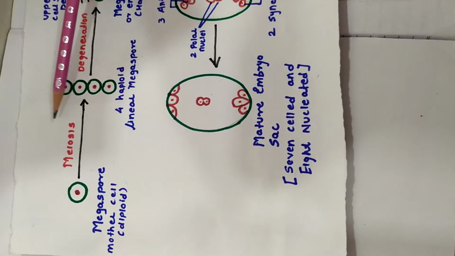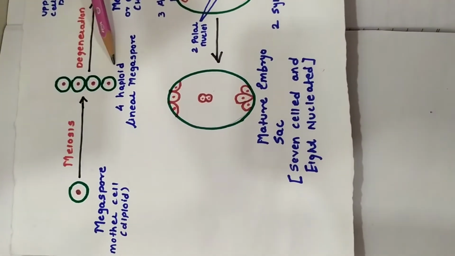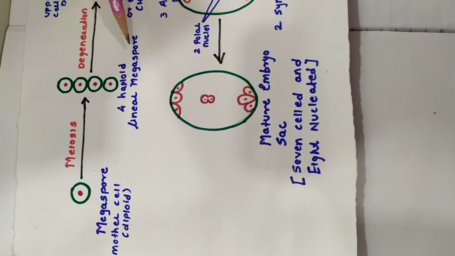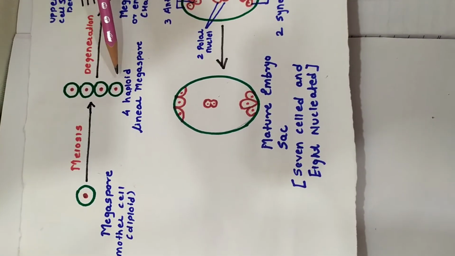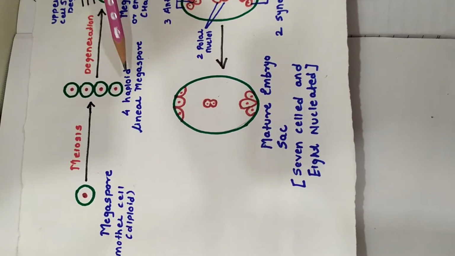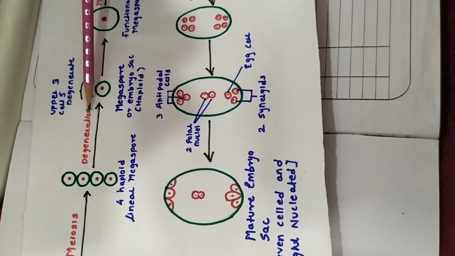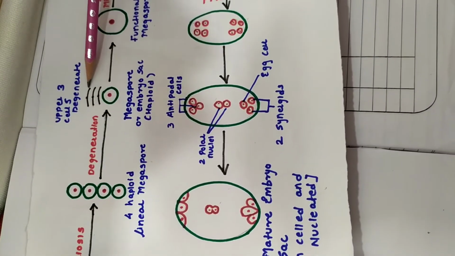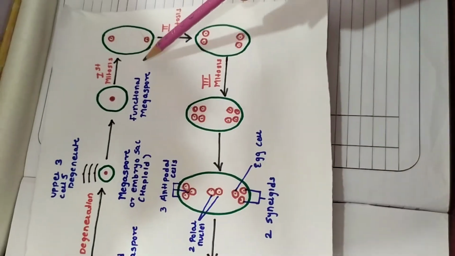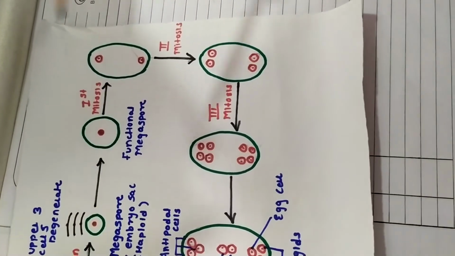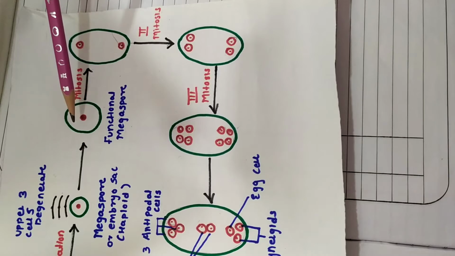Now, MMC will undergo meiosis, or reductional division, and will form 4 haploid linear megaspores, or a 4 haploid linear tetrad. Now, what will happen to these? They will undergo degeneration. The upper 3 cells will degenerate, and the remaining one will be the functional megaspore.